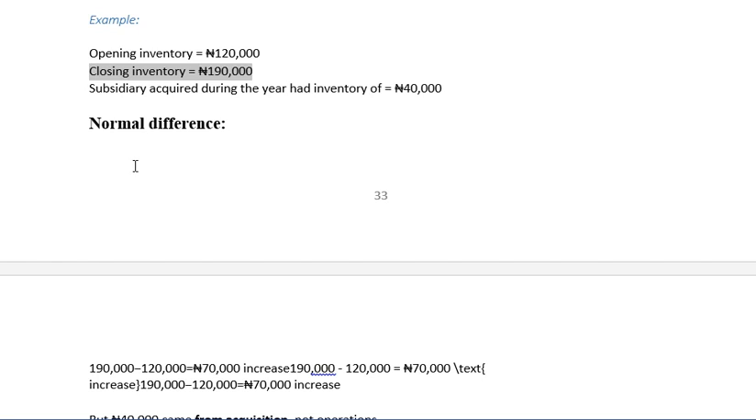Okay, now you are right actually, and I will tell you the reason. When you buy inventory, we already agreed that your closing inventory of 190 is more than your opening inventory. It means you have bought more inventory, right? Our inventory has increased. We have bought more inventory, right?